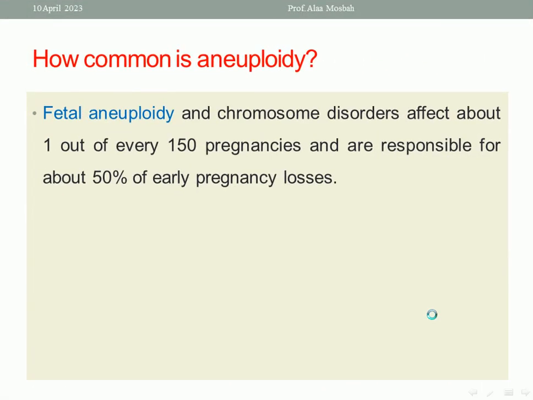How common is aneuploidy? Fetal aneuploidy and chromosome disorders affect about 1 out of every 150 pregnancies and are responsible for about 50% of early pregnancy loss. Okay?